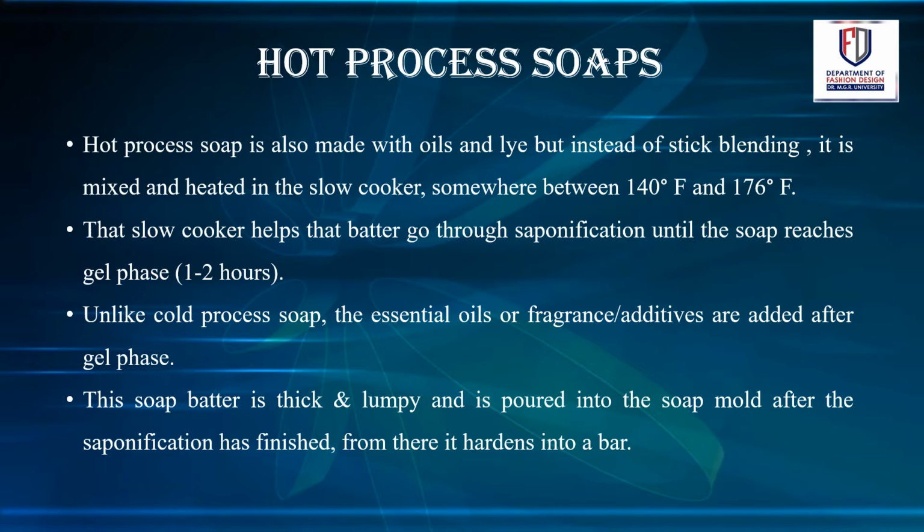Hot process soap is also made with oils and lyes, but instead of stick blending which we used in cold process, here it is mixed in heat in a slow cooker, somewhere between 140 degree Fahrenheit to 176 degree Fahrenheit. That slow cooker helps the batter to go through saponification until the soap reaches gel phase. It takes around 1 to 2 hours to complete this saponification process.